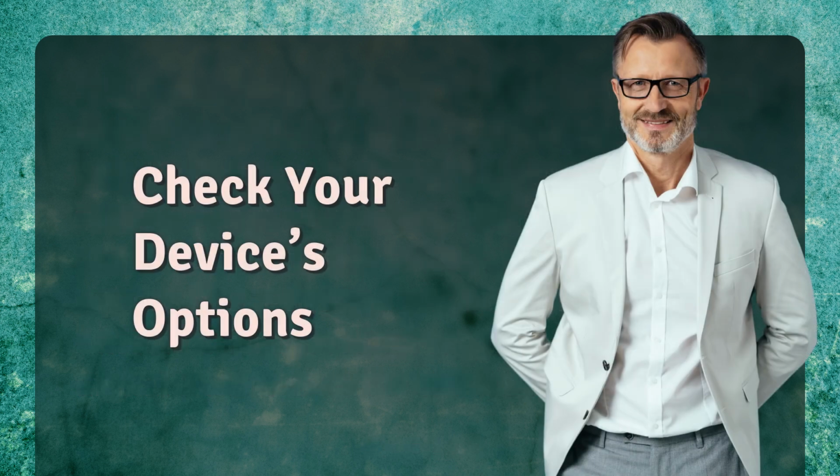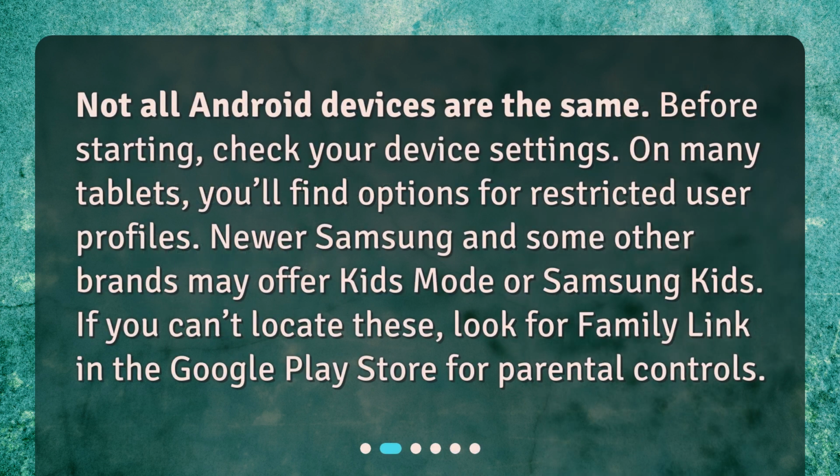Check your device's options. Not all Android devices are the same. Before starting, check your device settings. On many tablets, you'll find options for restricted user profiles. Newer Samsung and some other brands may offer Kids Mode or Samsung Kids. If you can't locate these, look for Family Link in the Google Play Store for parental controls.